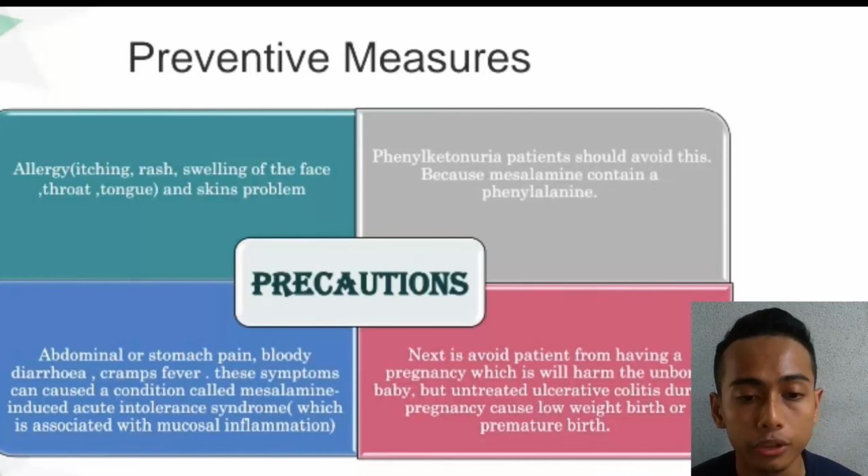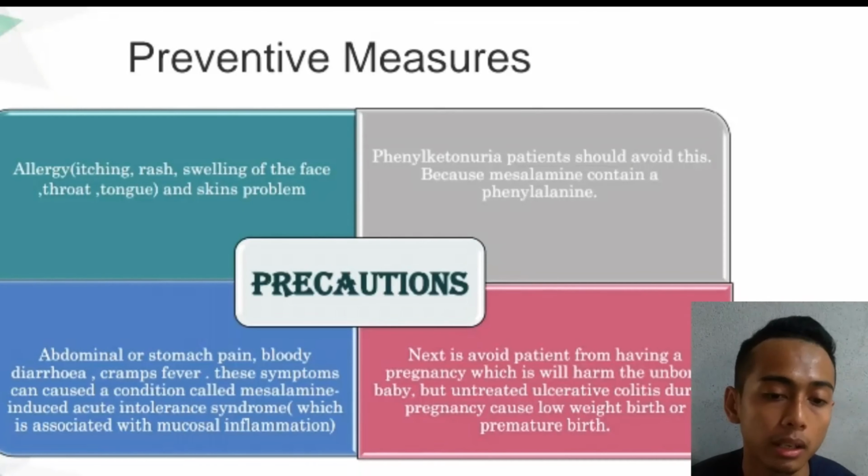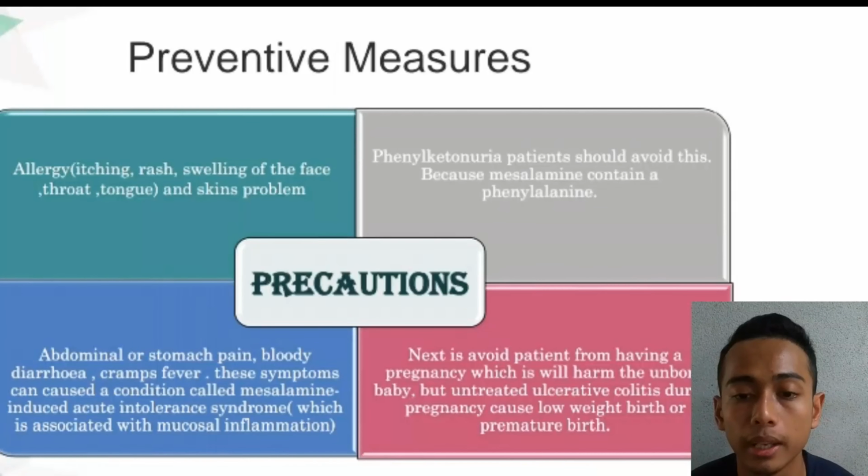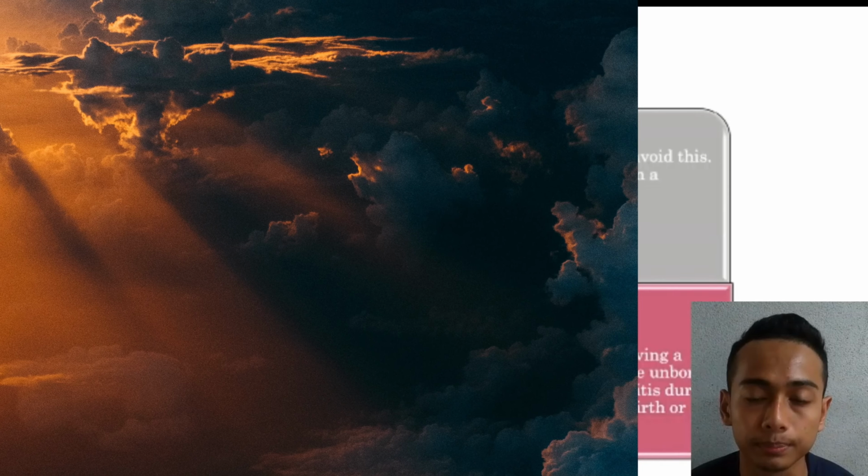And for the precautions, a patient should avoid having any allergy or skin problems, abdominal or stomach pain, bloody diarrhea, or fever, because these symptoms can cause a condition called mesalamine-induced acute intolerance syndrome, which is associated with mucosal inflammation. Thirdly is phenylketonuria, because mesalamine contains phenylalanine. And the last one is pregnant patients.